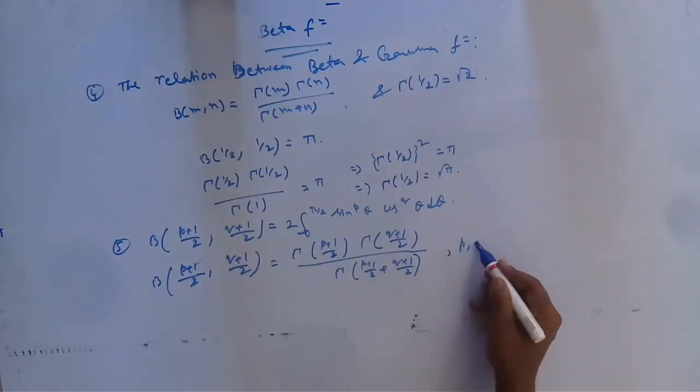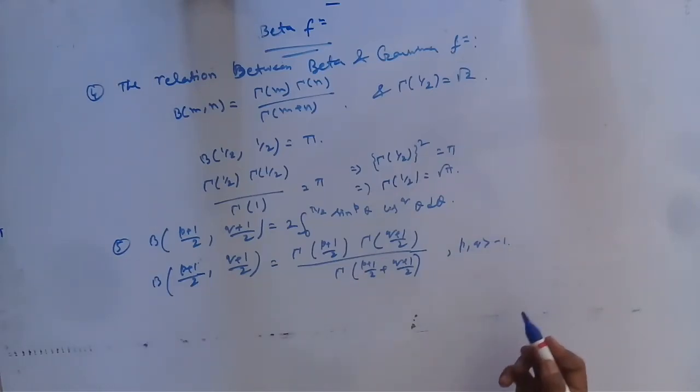And p, q greater than minus 1. So from property number 3, that is the relation between the sine and beta: beta(m,n) equal to 2 into integration 0 to pi by 2 sin to the power 2m minus 1 theta cos to the power 2n minus 1 theta.